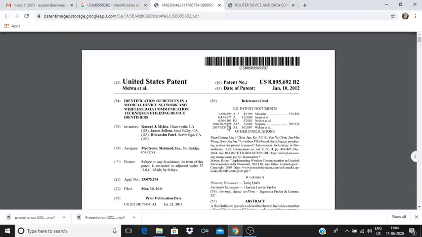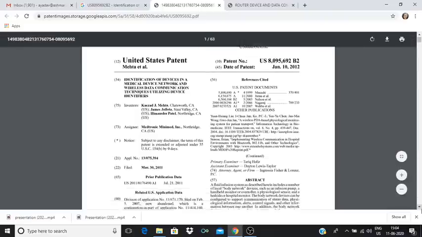We can download the PDF from this particular section. So this is the body of a US patent application. The inventors are Kazit J. Mehta, James Jalota, and Himanshu Patel. So they are the inventors. The assignee again is Medtronic Minimed Inc. I think Medtronic is filing a lot of patents in this particular field.